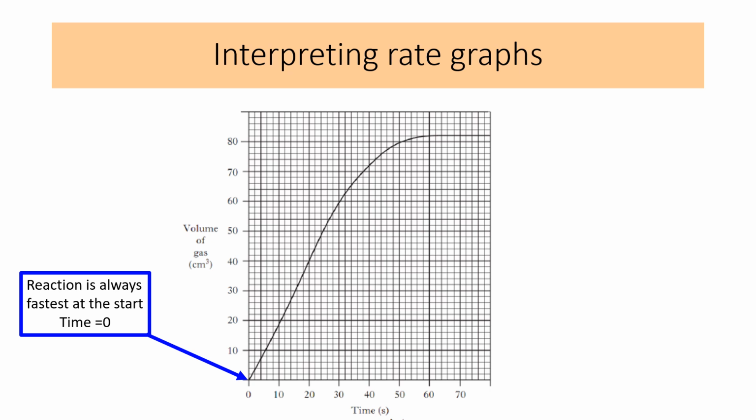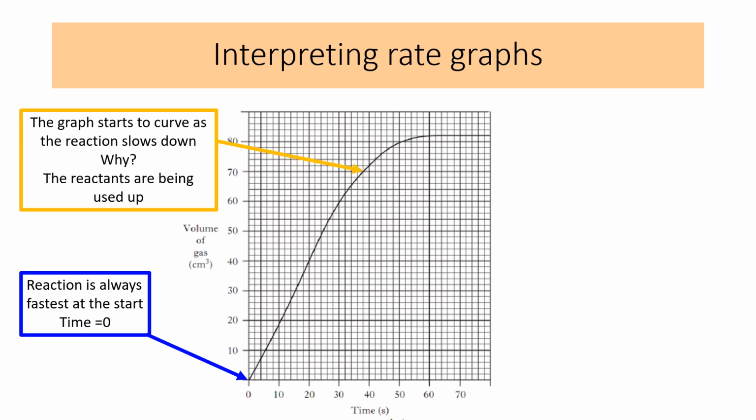Always, the reaction is fastest at time equals 0, right at the beginning, where you have all the reactants at their highest concentration. They are going to be reacting at their fastest. Now the graph begins to curve eventually. The reason for this is your reaction is slowing down.